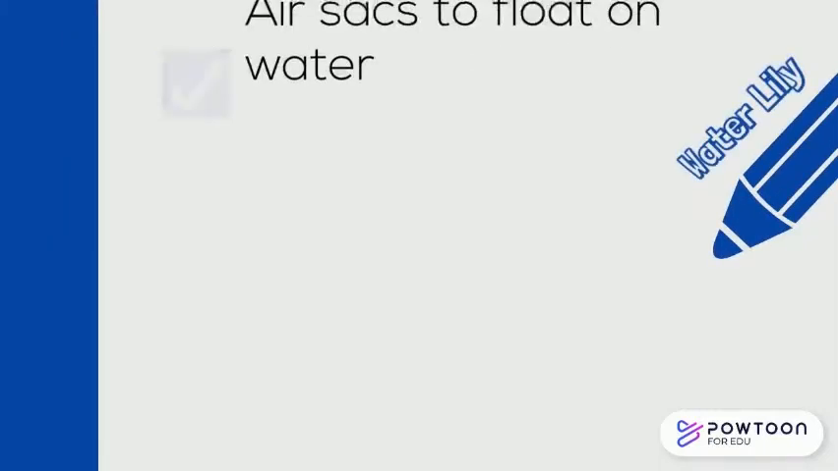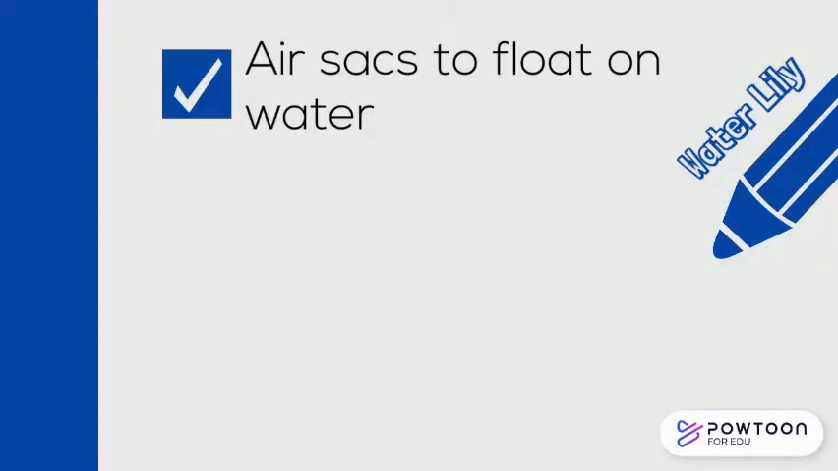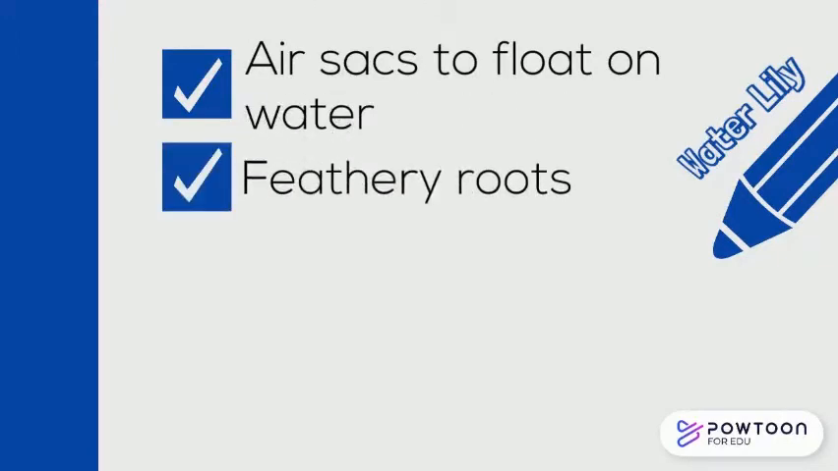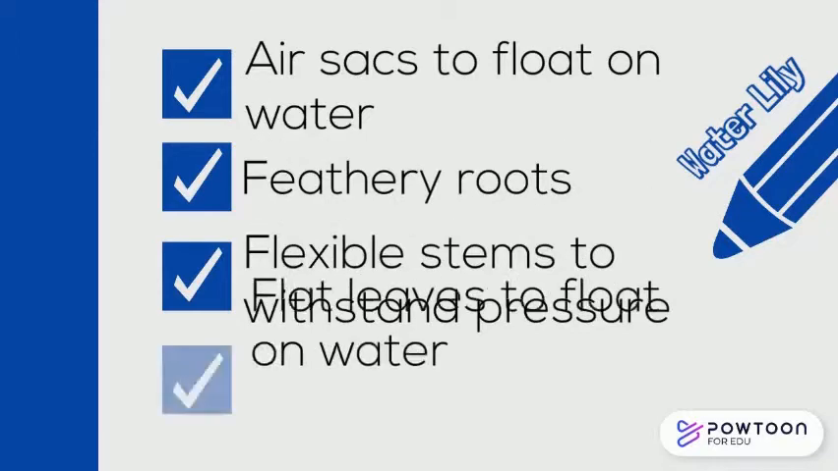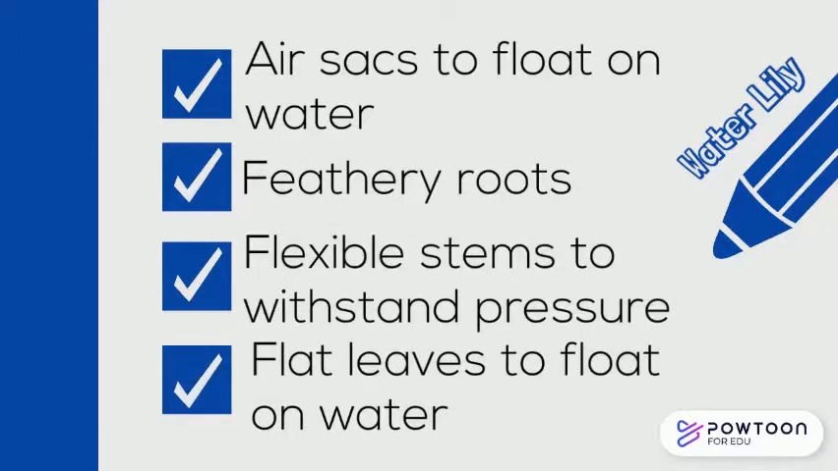So next we have the water lily. They have air sacs to float on water, feathery roots, flexible stems to withstand pressure, and flat leaves to float on water. So the water lily, polar bear, and cactus are adapted in different ways due to their different habitats.